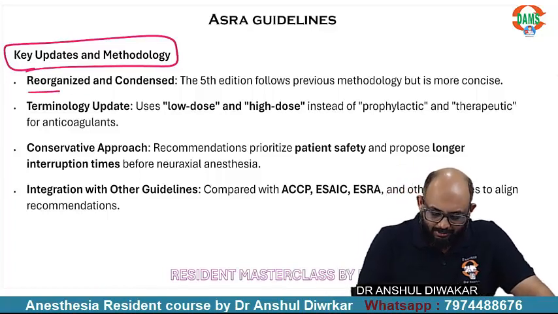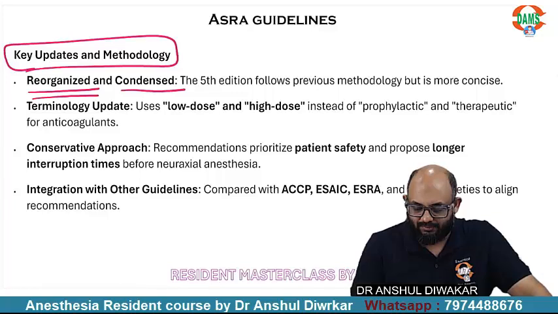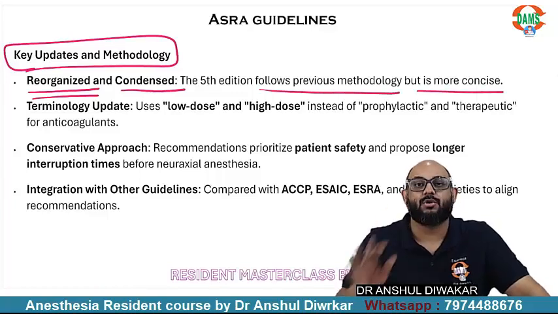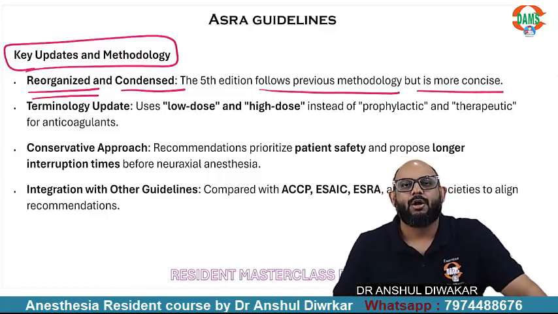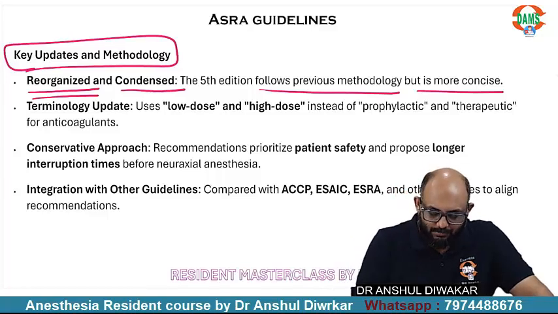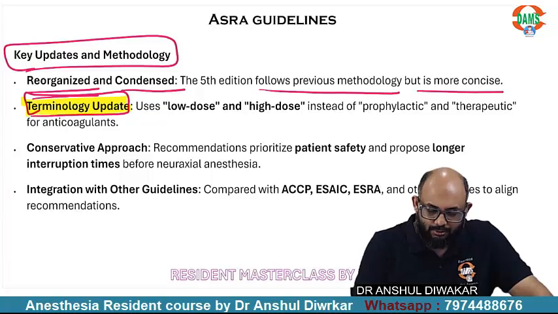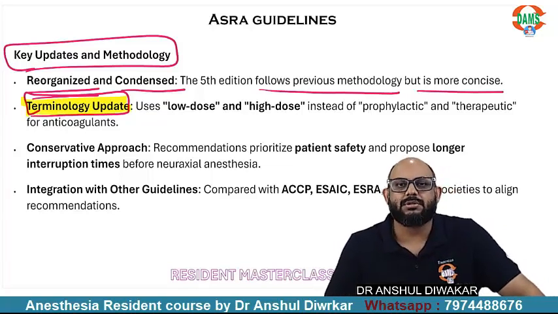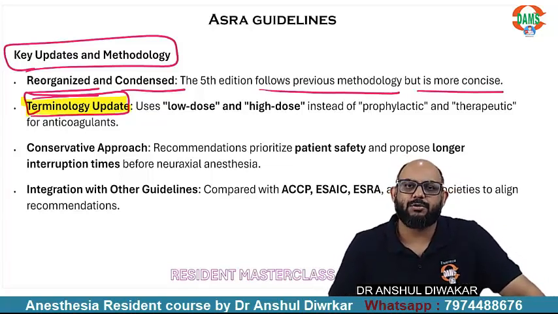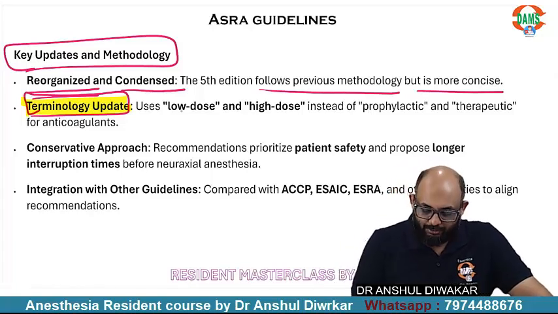So this is more reorganized and it is condensed. The 5th edition follows the previous methodology, but it is more concise. Now they have better data to back up what they are saying. There is an update in the terminology, and this is the part that you will have to remember and use. Earlier, we used to use the dosing as prophylactic and therapeutic dose. Prophylactic is when you are using the dose for prophylaxis, versus therapeutic when you are using it for the treatment of venous thromboembolism, right? But now they have shifted it to low dose, high dose.